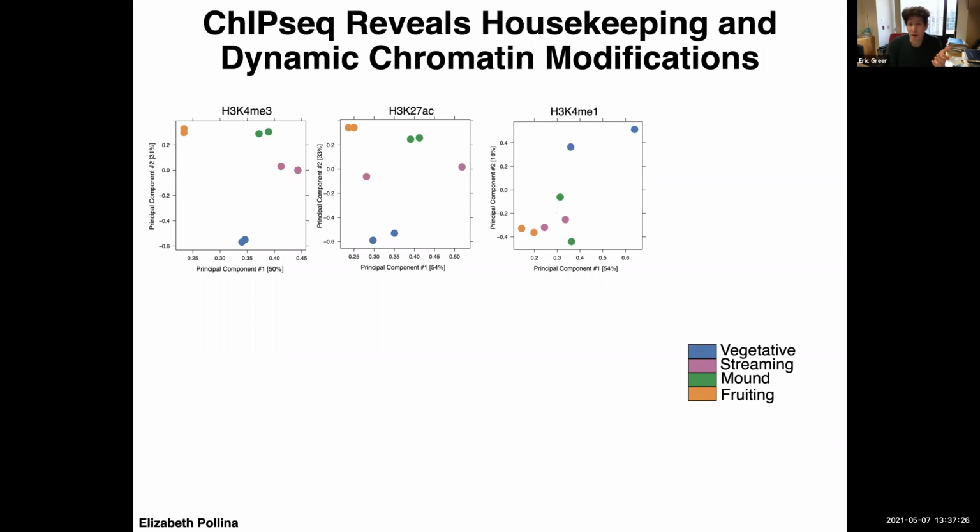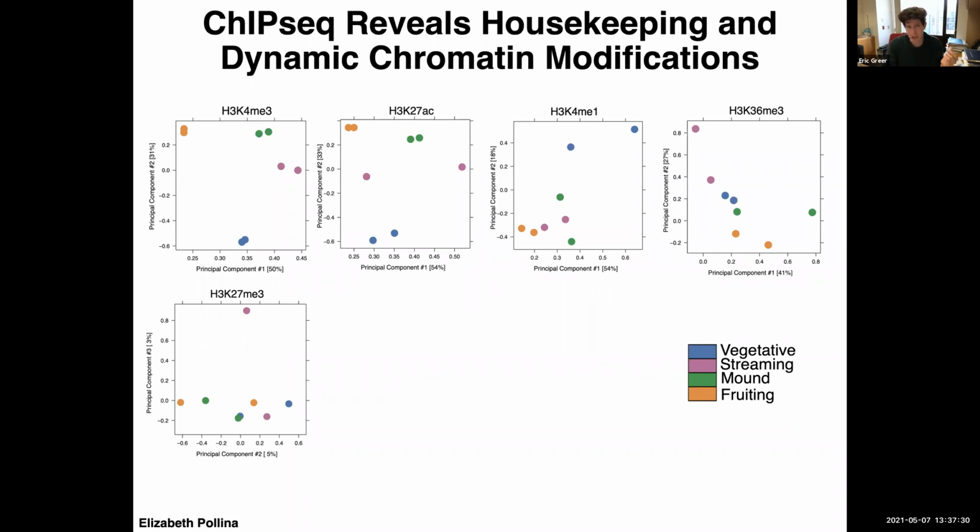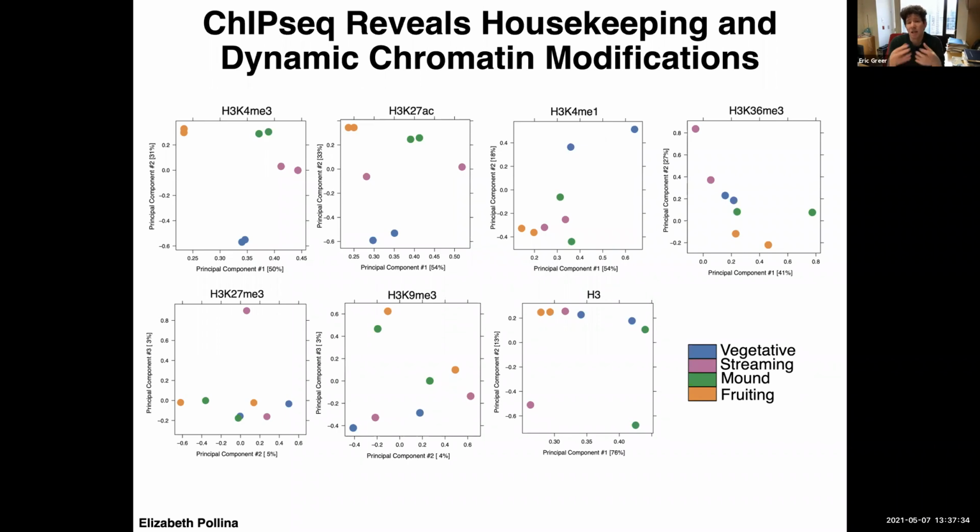Whereas other chromatin modifications were less good at this. So H3K36 trimethylation, H3K27 trimethylation, H3K9 trimethylation, and histone H3 itself. So this would suggest that there might be more dynamic chromatin modifications, such as the activating chromatin modifications, and a separate set of more housekeeping-type chromatin modifications, which are maybe more constant as Dictyostelium transitions between different developmental stages.